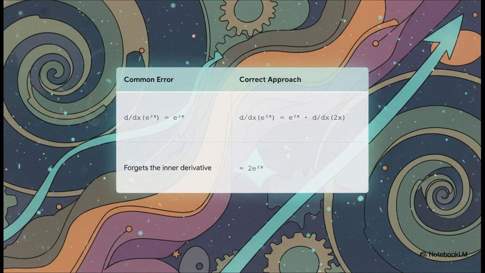On the left, that's the common error. On the right, that's the correct approach. You start with e to the 2x, sure. But then, and this is the key, you must multiply by the derivative of the exponent, of the 2x. The derivative of 2x is just 2. So the final correct answer is 2e to the 2x. It's that simple, but also that easy to forget. Just always ask yourself, what's the inside function and what's its derivative?